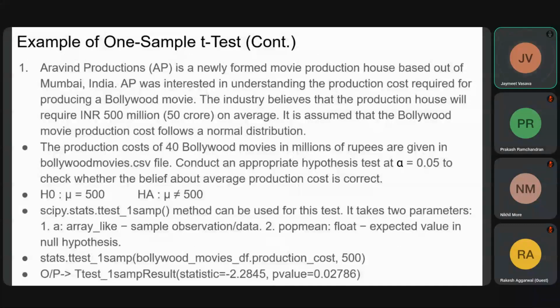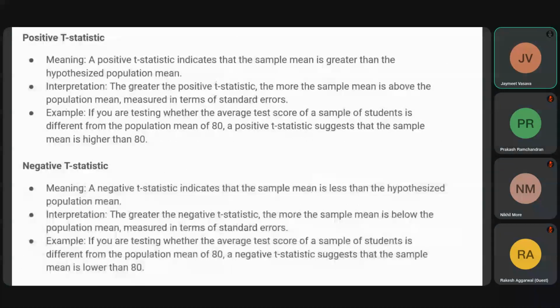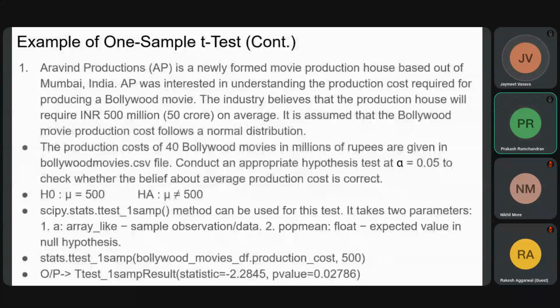So here, if we take the interpretation of it, the value for the samples is smaller than 500 million INR, or 50 crores. Oh, you mean it is less than 50 crores? Yes. Okay, I got it now. So the interpretation depends on the population mean that we have and the t statistic value that we get. Good. Thank you for the clarification.